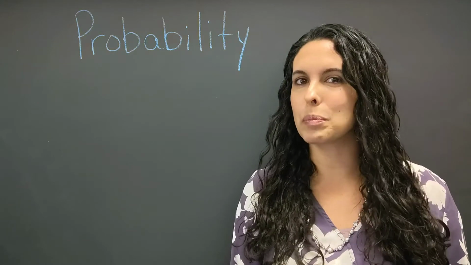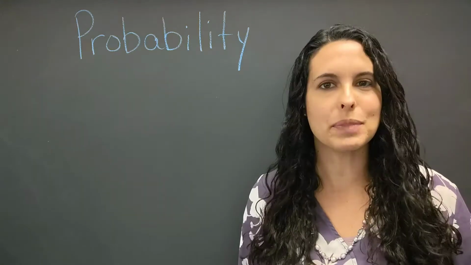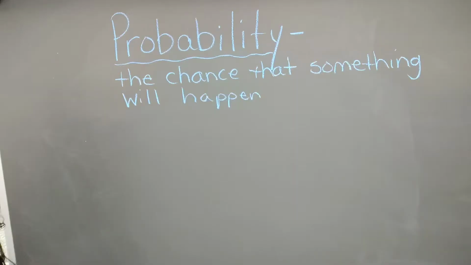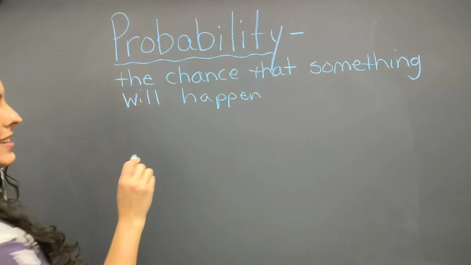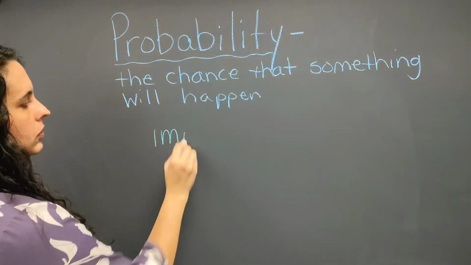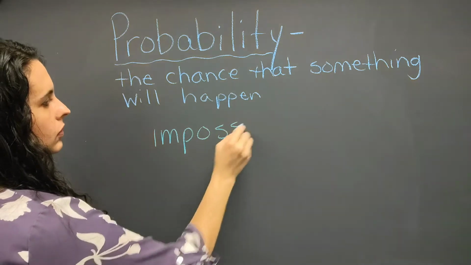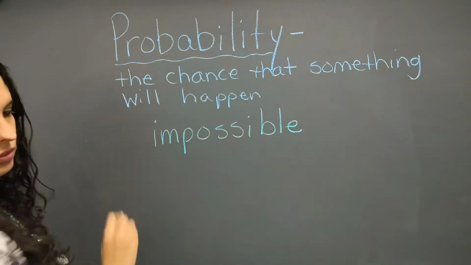Today we're going to talk about probability. Probability is the chance that something will happen. Your outcomes are the result you get when you do your experiment. Now, when we talk about the chance that something will happen, it could be impossible. That means it cannot happen at all.